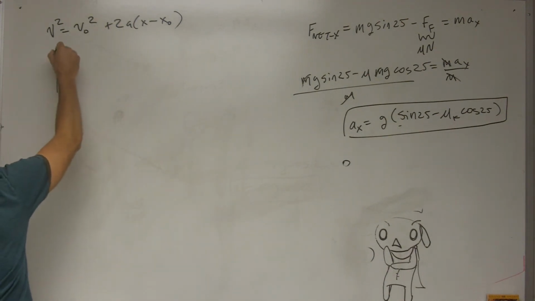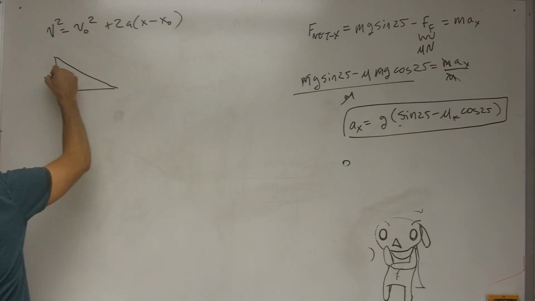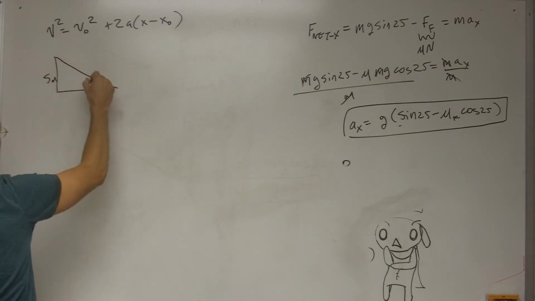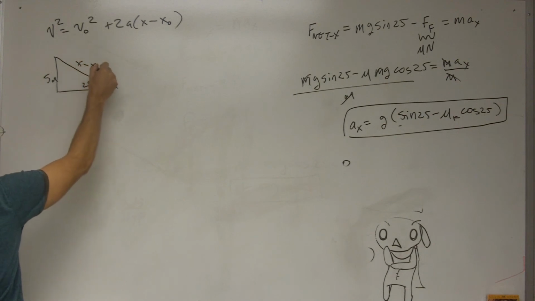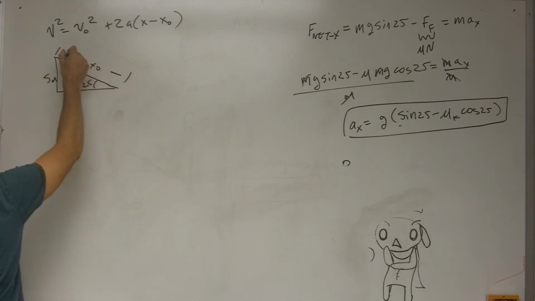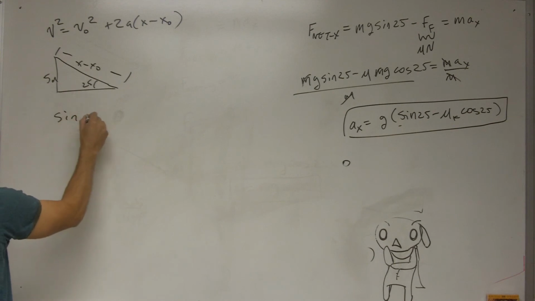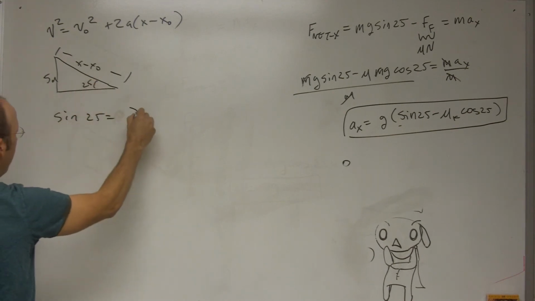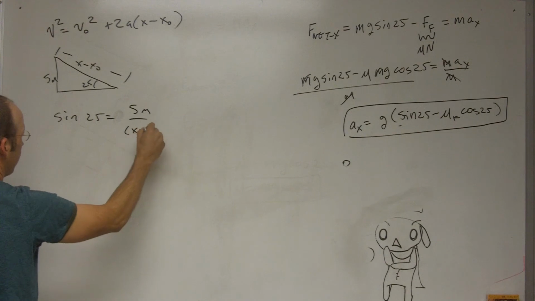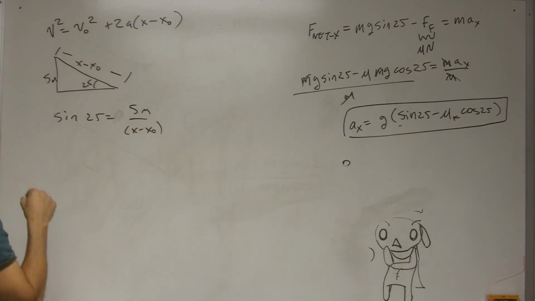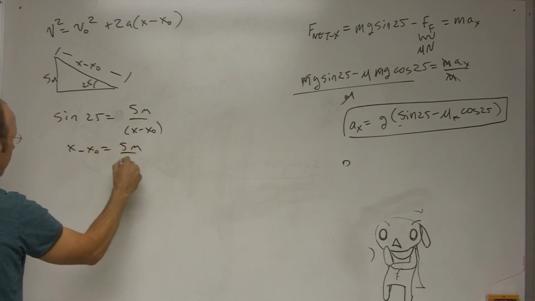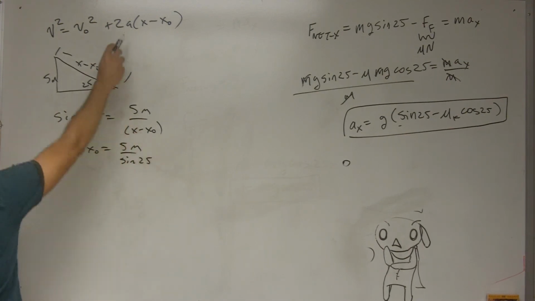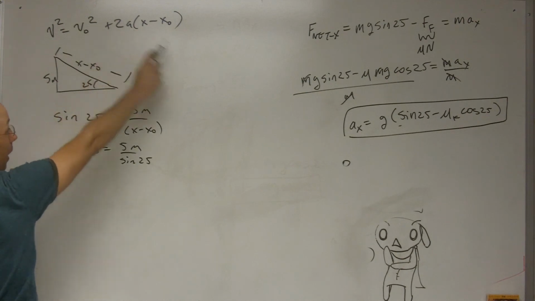Here is my slide again. I said that was 5 meters, and that was 25 degrees. So what would that be? Well, let's call this x minus x naught. That's how far it went. The hypotenuse. So sine of 25 would be 5 meters over x minus x naught. And so x minus x naught is going to be 5 meters over sine of 25. So that's going to be in there. I found x right there.